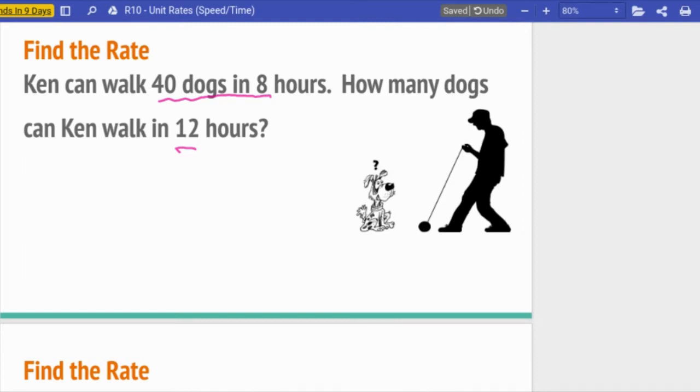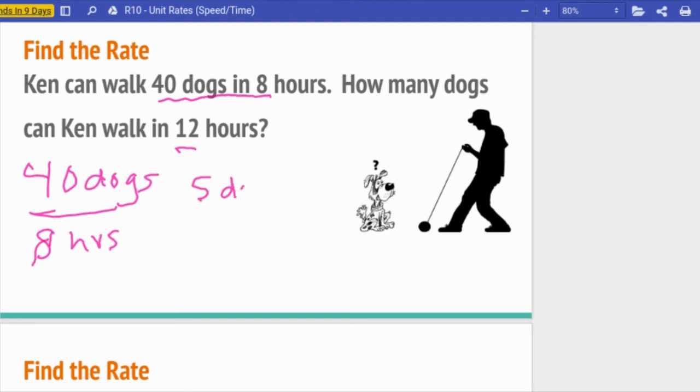And so it might be helpful for us to find the unit rate, like we practiced doing when we first did Better Buys and unit rate with price. Find the unit rate and then scale back up. So if I have 40 dogs in 8 hours, if I divide to get to 1, that means I have 5 dogs per hour.